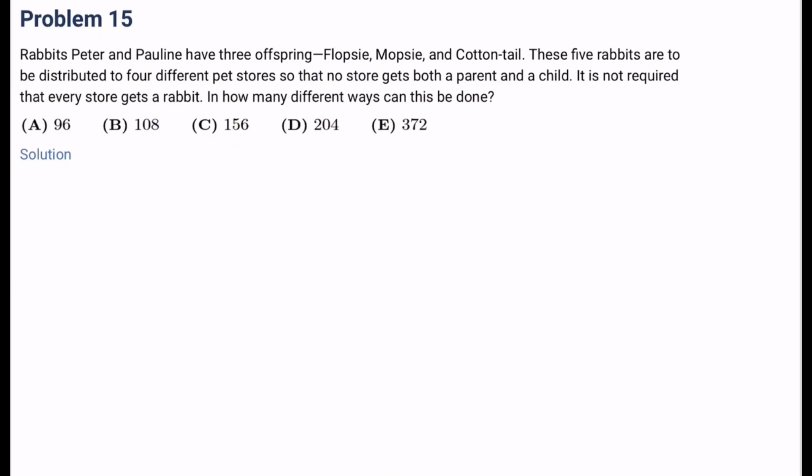Okay, so first, if they are to be distributed to the pet stores in 1, 1, 1, 2, because this is the maximum number of stores they can be distributed into, then we are going to have 4 times 4 factorial. The 4 is for which one is going to go in this 2, right? So we can have Peter and Pauline go in there, or we can have any 2 of these 3 go in there, so that's 4 possibilities. And the factorial is just choosing which pet store each one will go to. And so this is going to be 4 times 24.